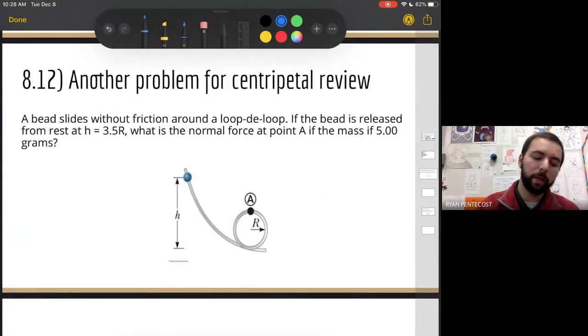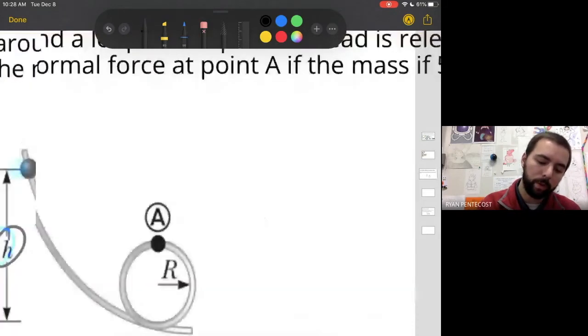We've got a bead that slides without friction around this loop-de-loop we've got in the picture. If the bead is released from rest at this height h, which is 3.5 times the radius, what is the normal force at point A if the mass is 5 grams? So let's actually do something very similar to last time, right? Let's start with a free body diagram and see where we get, because we're just finding the normal force. So this is actually a common centripetal problem.